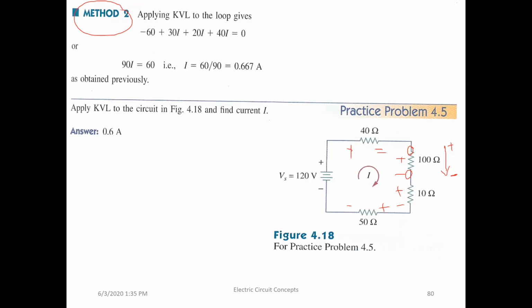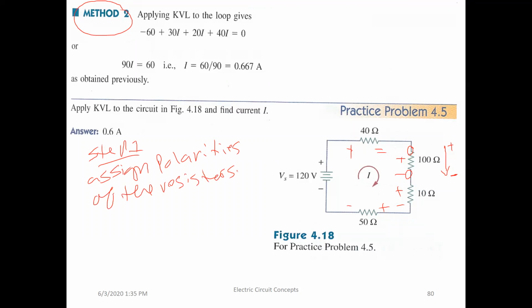Since these polarities are not given, we have to assign them. If the polarities are not assigned, the first step is to assign polarities of the resistors. For the voltage source, you cannot change it. Keep the polarity as given in the problem.